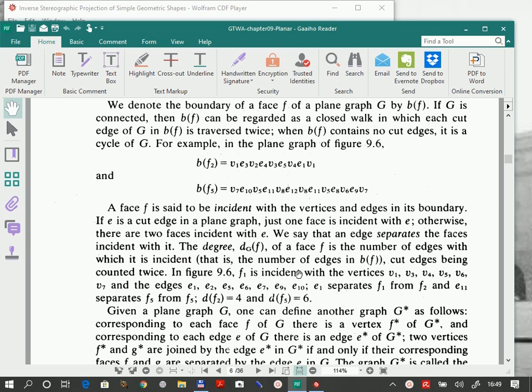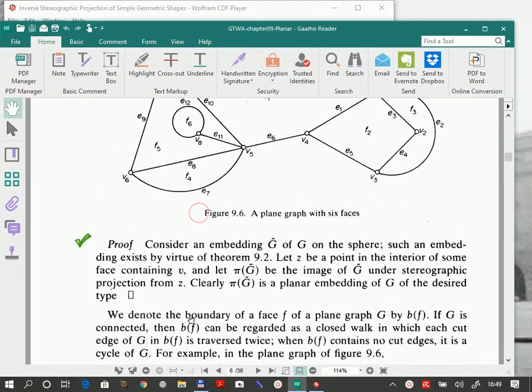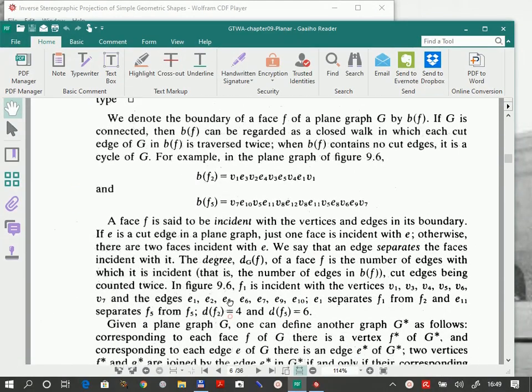The degree of a face is the number of edges with which it is incident, but counting each cut edge twice, because we need it twice when going around the boundary. Okay? So that's the number. It's a bit like the degree of a vertex when you have a loop, but the two things are actually very much connected. And so the degree of a face, all right? And you can see examples here, but I'm not going through it.